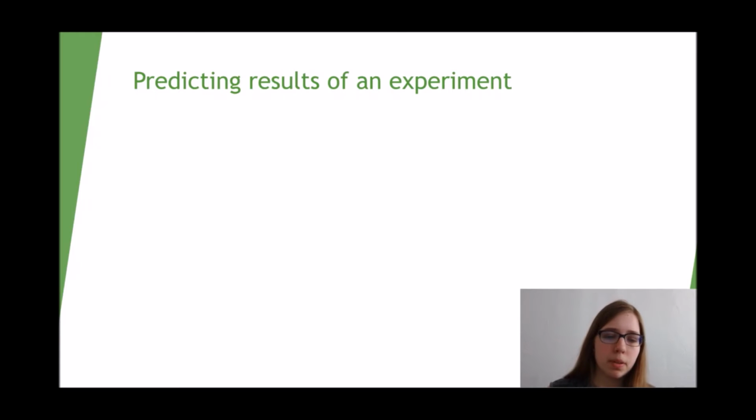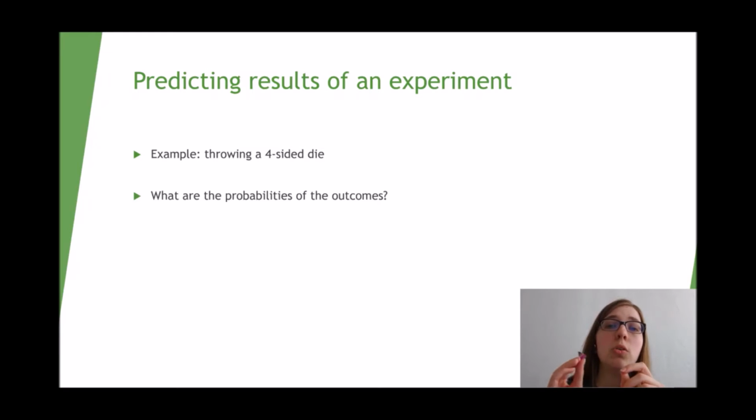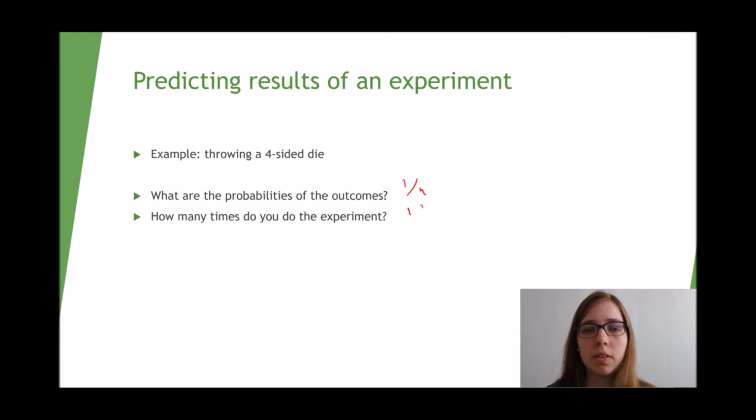So all of those are probability experiments. Now, you may want to know what happens if you do a certain experiment often, but you don't actually want to do it that often. For instance, let's think about rolling a four-sided die, and I want to know what happens if I do that 1,000 times. Then I start by thinking about the probabilities of the outcomes. Well, I have four different outcomes. They're all equally likely. So whether I roll 1 or 2 or 3 or 4, each of them has a 1/4 probability. And how many times do I do the experiment? Well, I do it 1,000 times, so let me just write that down.